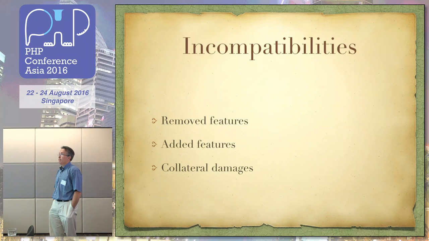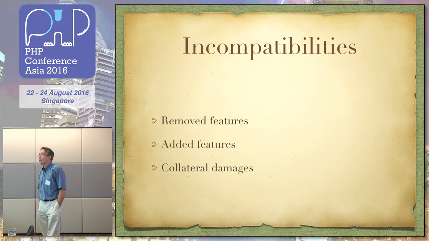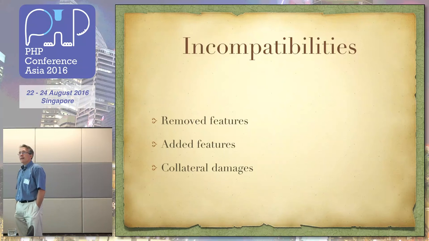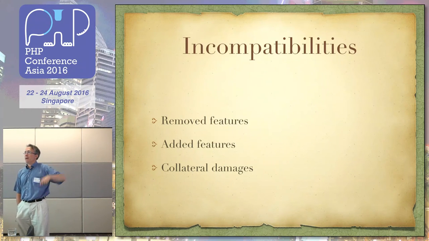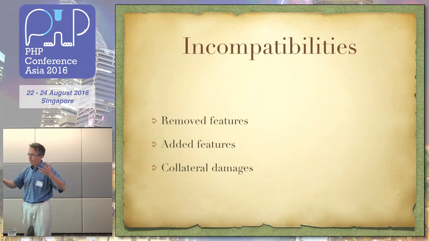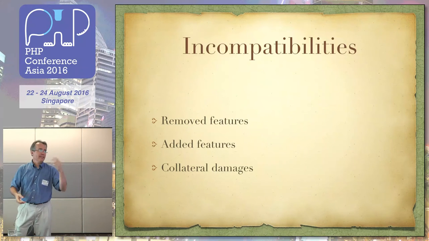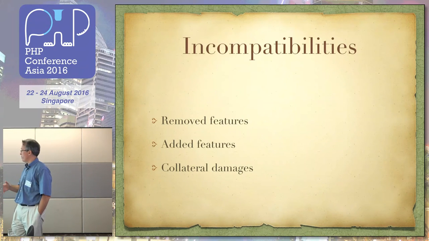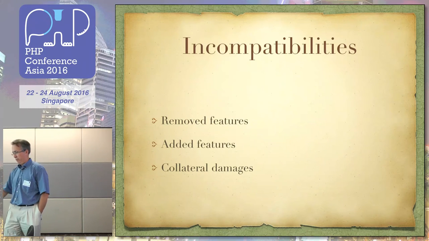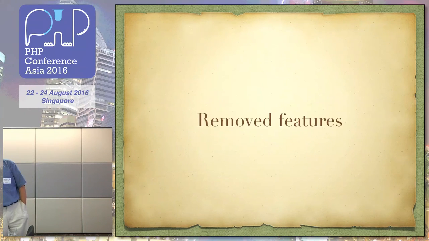You might have redundant code, code which is doing exactly that. We're talking about incompatibilities. That would be a new feature. A new feature is something nice that doesn't have an impact yet on your code. We'll see later. And things that I call collateral damages: things that change, but you don't know about it, and it still impacts your code.